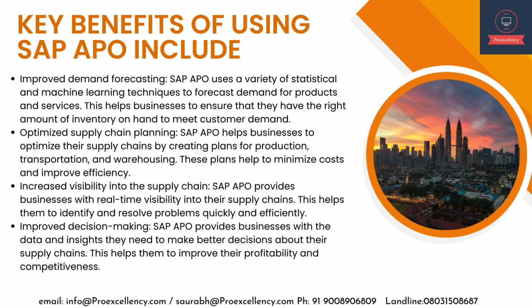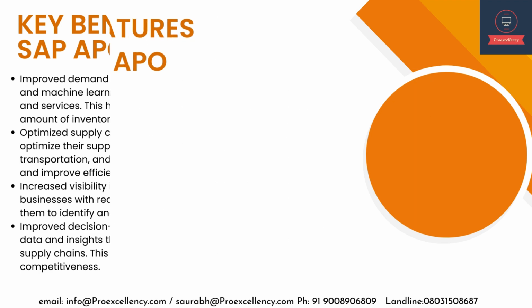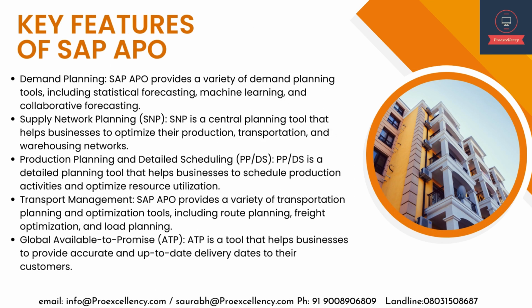Improved decision-making. SAP APO provides businesses with the data and insights they need to make better decisions about their supply chains. This helps them to improve their profitability and competitiveness. Key features of SAP APO. Demand planning. SAP APO provides a variety of demand planning tools, including statistical forecasting, machine learning, and collaborative forecasting.